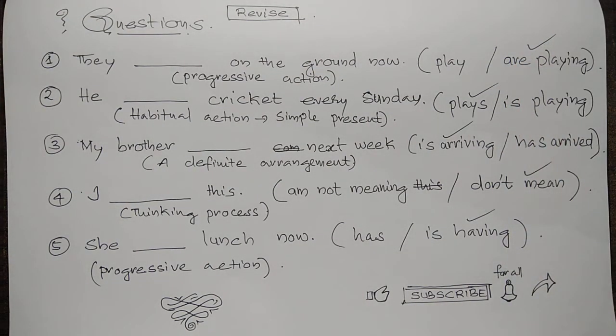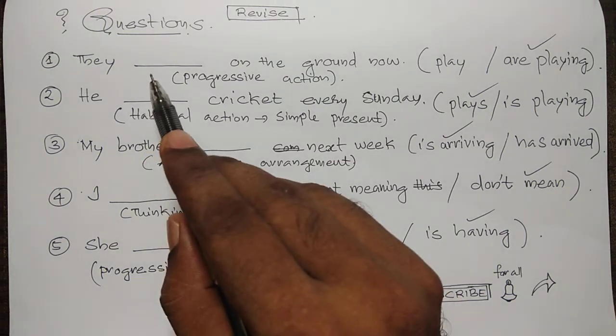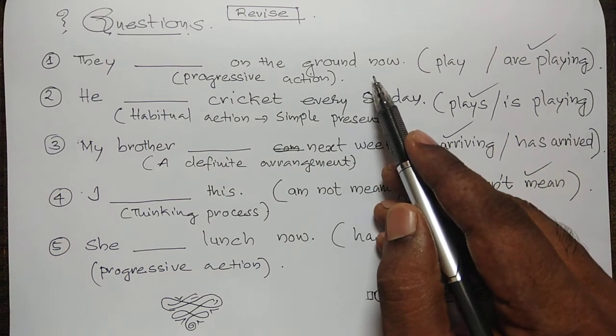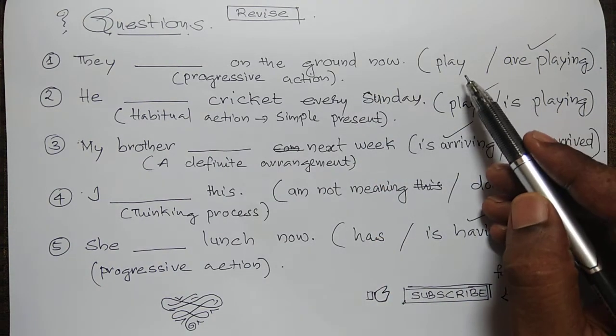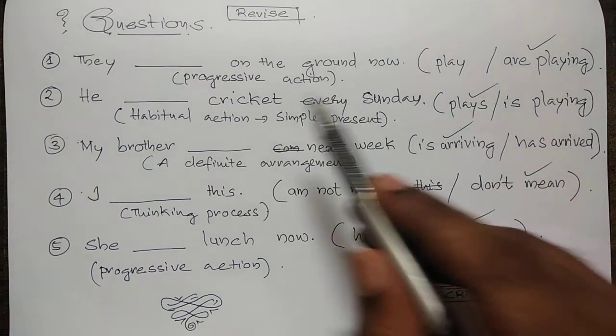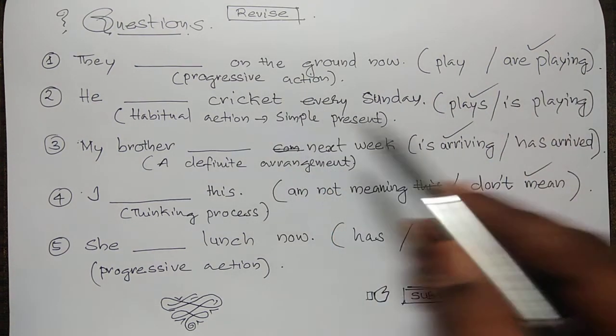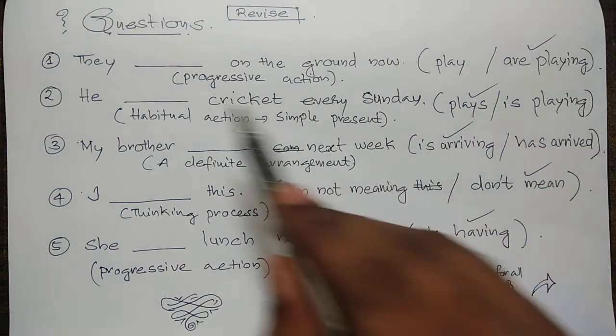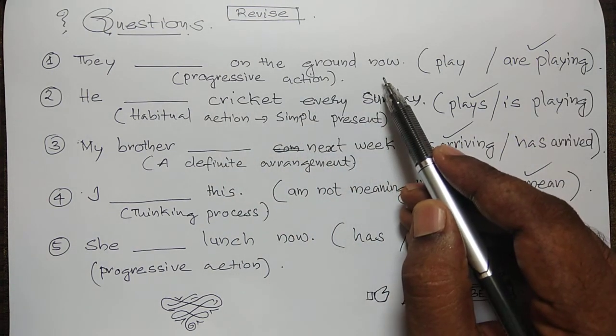You may revise the lesson once or twice. Now we have covered the tenses, simple present and present continuous. So there are 5 questions for you. Let's discuss. They dash on the ground now. Options play, are playing. Since it is a progressive action, are playing is right. They are playing on the ground.